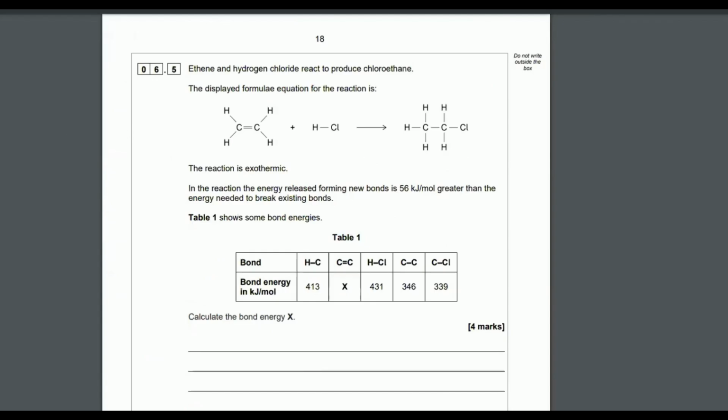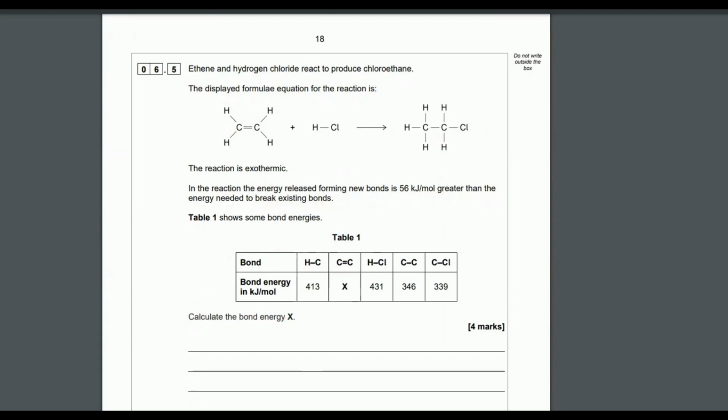Right, 6.5. Ethene and hydrogen chloride react to produce chloroethane. The displayed formula equation for the reaction is ethene plus hydrogen chloride goes to chloroethane. The reaction is exothermic. In the reaction, the energy released forming new bonds is 56 kilojoules greater than the energy needed to break existing bonds. Calculate the bond energy of X.